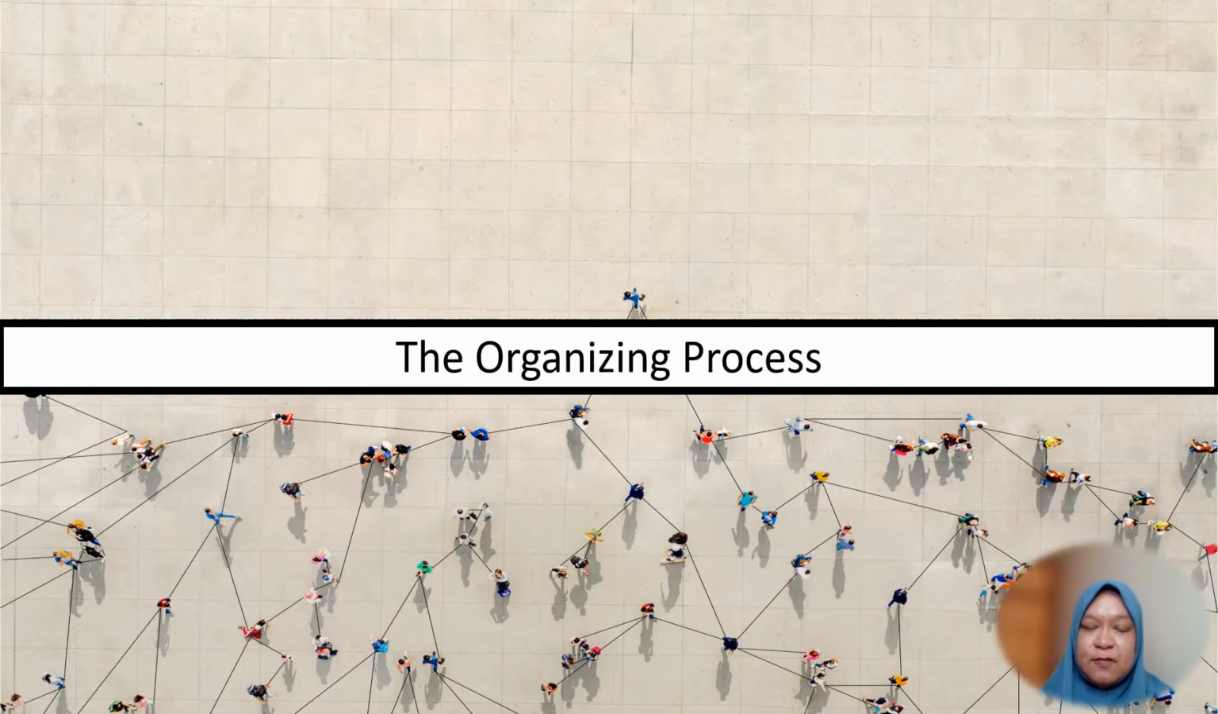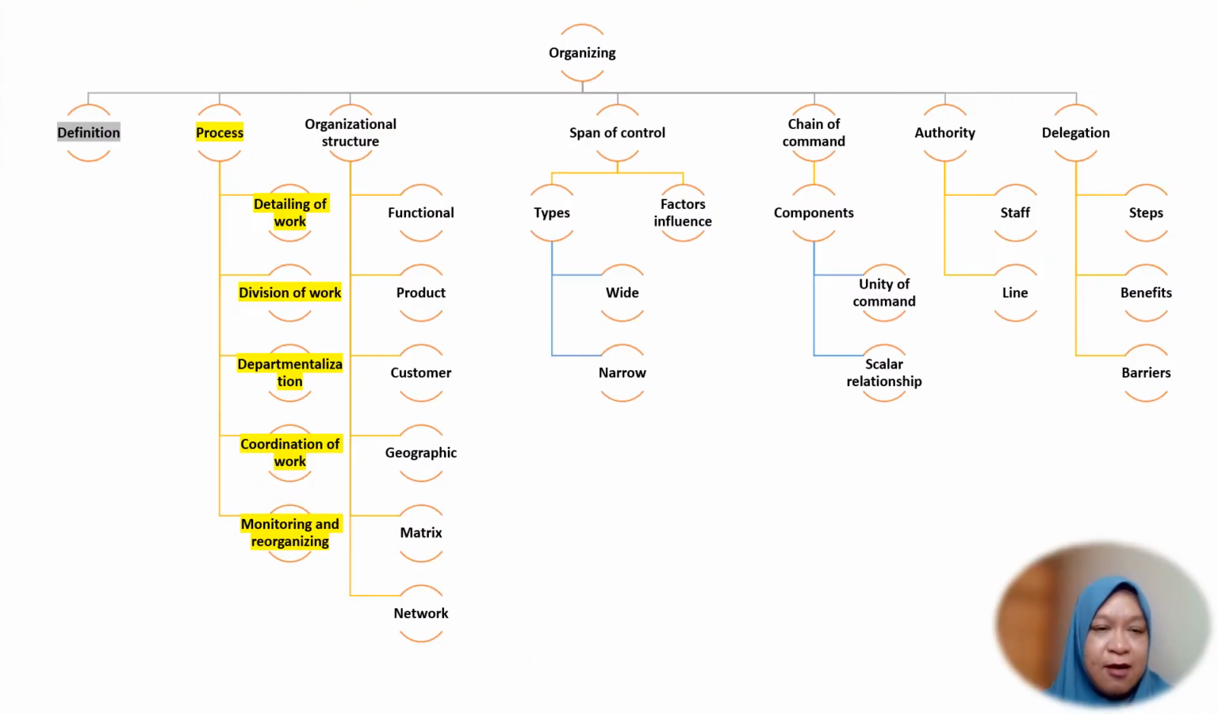Let's see the organizing process. There are 5 steps in the organizing process. Why do we say that it's a process? Because it's a continuation. After you're done with step number 1, you go through step number 2, and so on until step number 5. Sometimes you need to go back to step number 1. As long as the organization exists, you have to keep on doing this process.